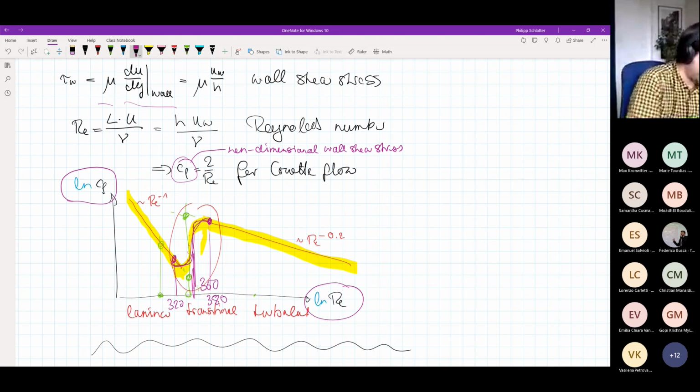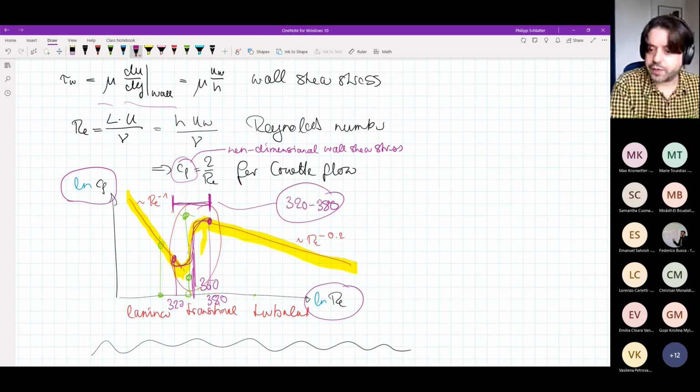So that means, just based on those simulations, but you can also do that in experiments of course, the range where you jump from the laminar to the turbulent line happens approximately between 320 and 380 in terms of Reynolds number. So if you're below 320, you would be laminar. If you're above 380, you would be fully turbulent. In between, it's a little bit difficult to say.